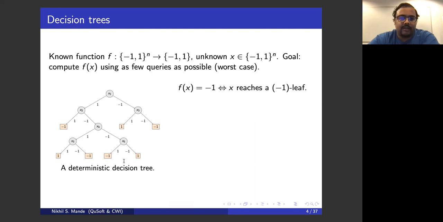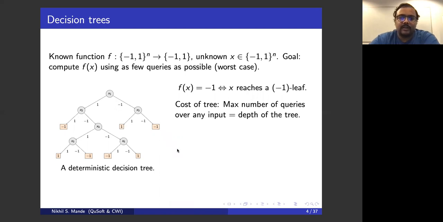So here in this figure, I've drawn a decision tree that computes a function on 5 input bits. The way it computes a function is the following. It first asks, is the first input bit -1? If so, go down to the right subtree and proceed iteratively. And when you hit a leaf, output the value at that leaf. So this decision tree naturally computes a Boolean function f that's defined here: f(x) equals -1 if and only if x reaches a -1 leaf in this decision tree.